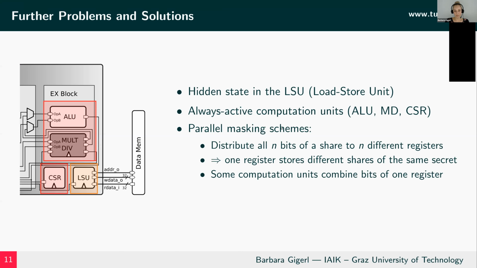In these parallel masking schemes, you do not place all the bits of one share in one register, but distribute all the n bits of one share to n different registers. This means that one register will then store the different shares of the same secret. In the case of, for example, the CSR unit or also the multiplier, some parts of them combine the bits of one register. And this creates leaks because your bits are two shares.